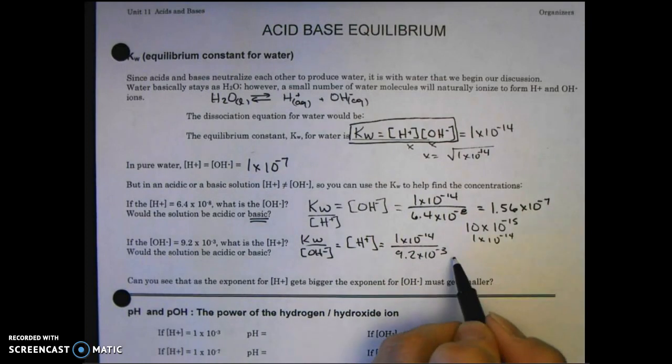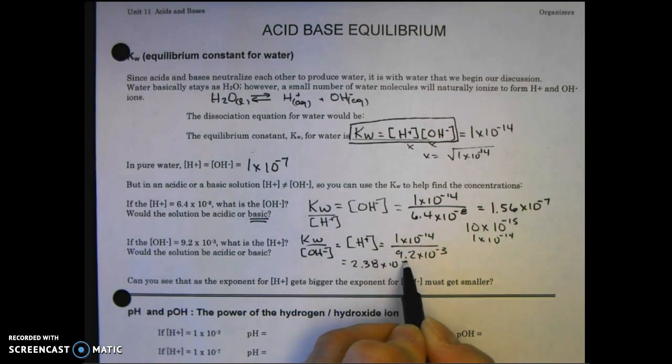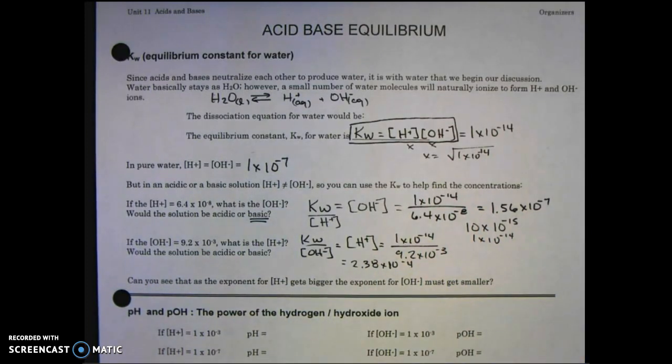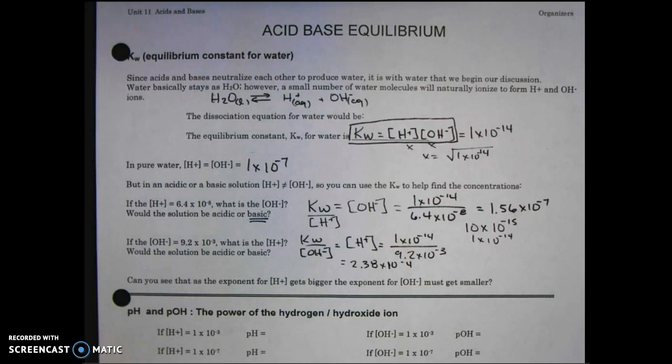You should get 2.38 times 10 to the negative 4. So once again, which one's in bigger concentration? That's not right, because those exponents don't add up to 14. So let me try that again. Oh, I did the same answer again. So what the heck?